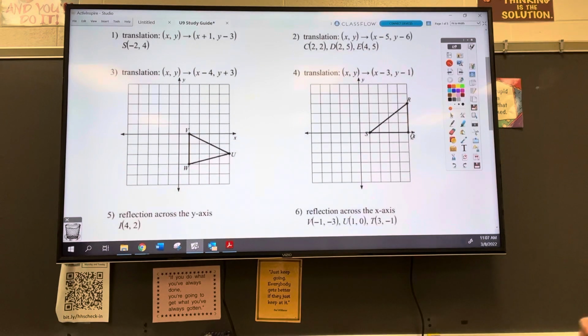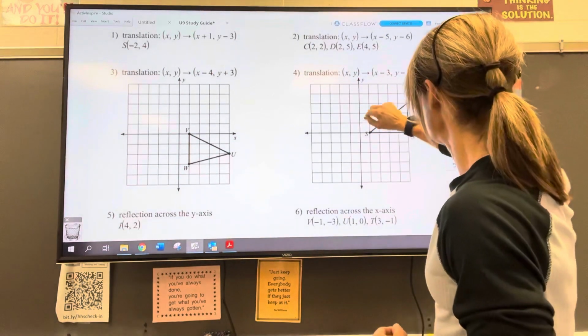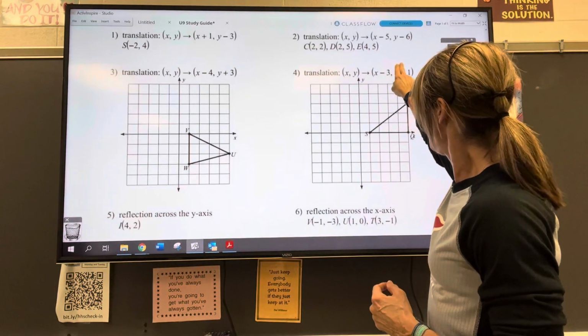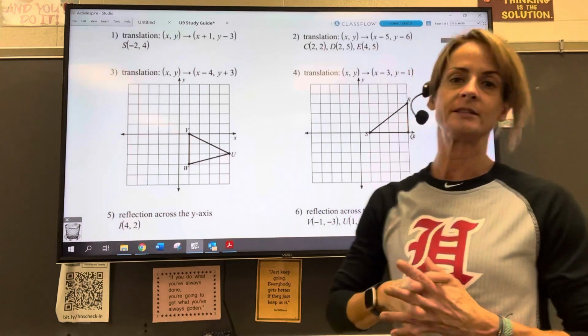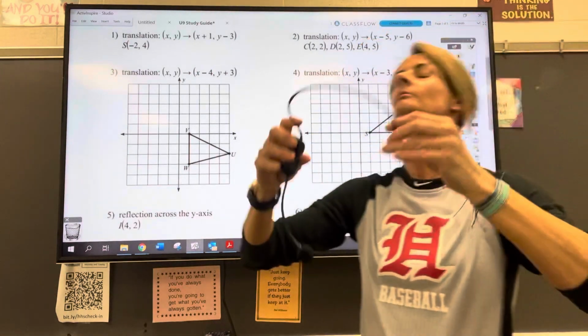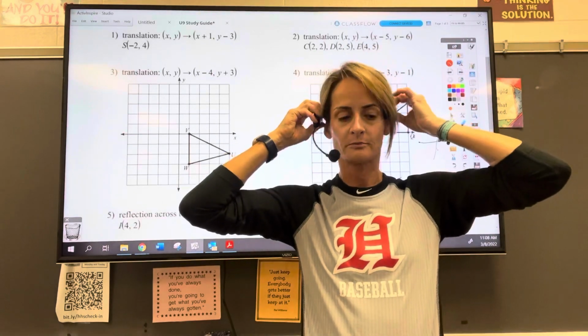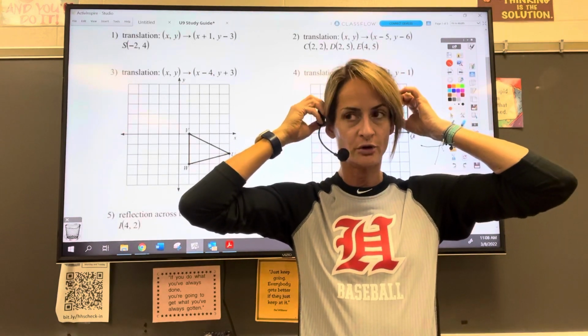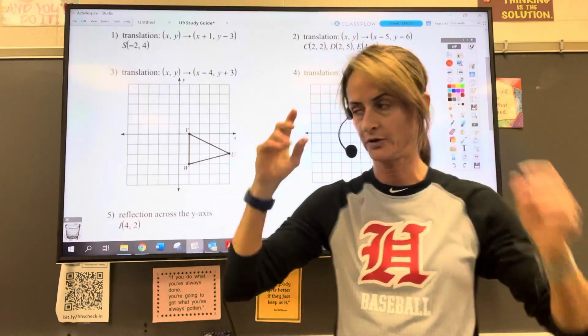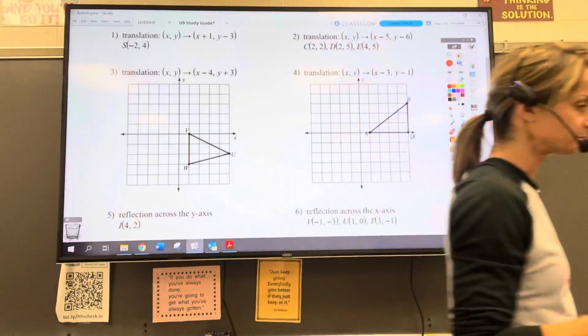This translation has given us a rule, and it tells us we are going to be subtracting 3 from every x coordinate and 1 from every y coordinate. So on your test, you might get this information without a piece of graph paper. And so I'm going to show you how to figure this out using the graph paper.